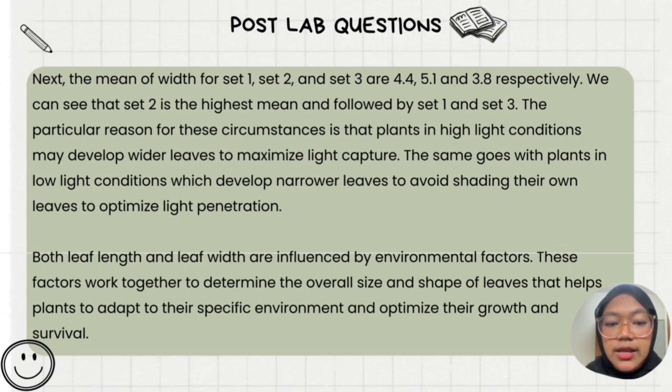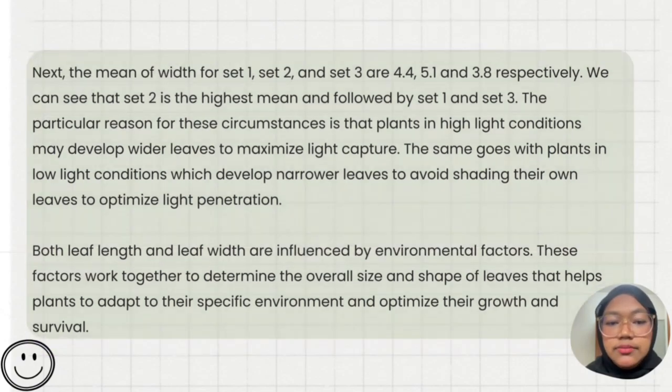to optimize light penetration. Both leaf length and leaf width are influenced by environmental factors. These factors work together to determine the overall size and shape of leaf that help plants to adapt to their specific environment and optimize their growth and survival.